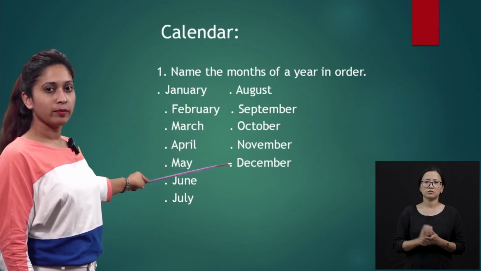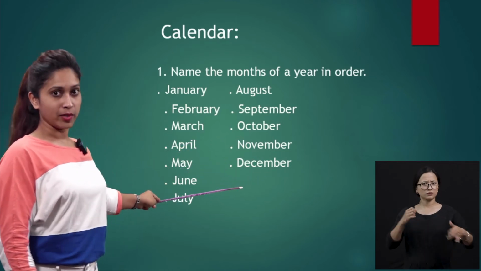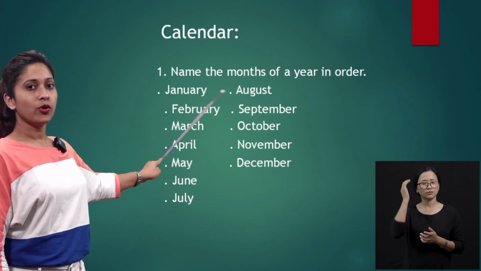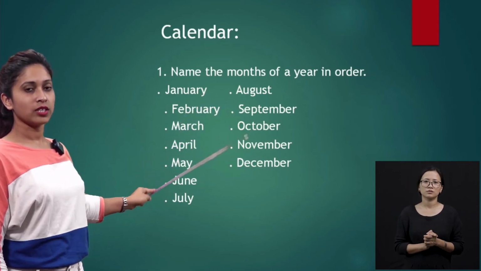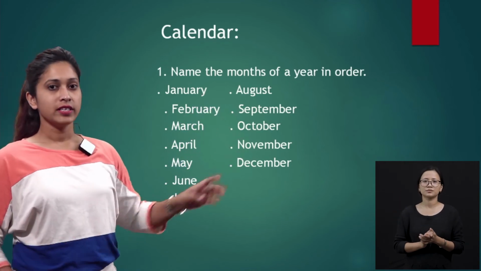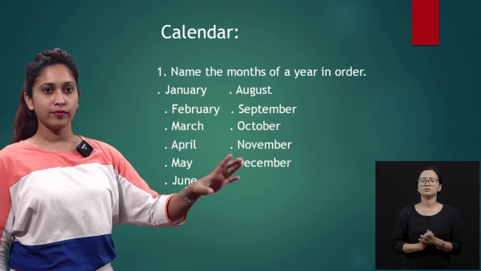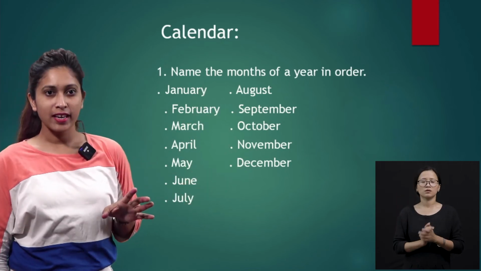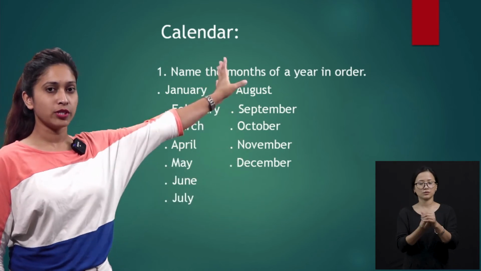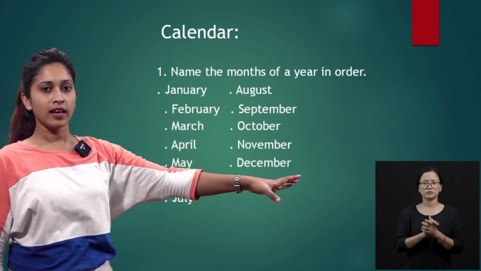Then you have November, and then you have December. So all these spellings, you have to know nicely. You have to keep reading them. So again, I'm doing a revision of this. How many months do we have in a year? We have 12 months in a year, and we have read them out together, right? All the 12 months from January till December, right?